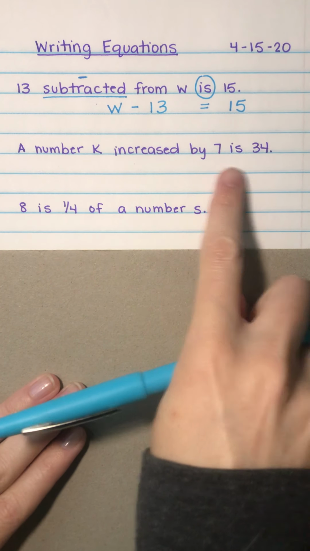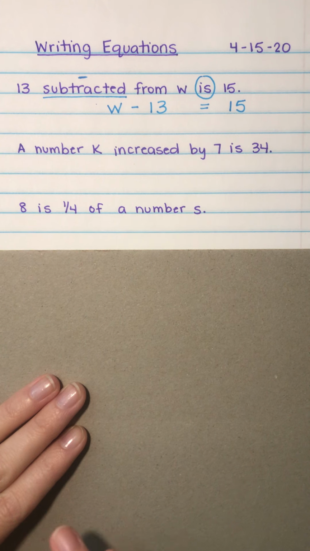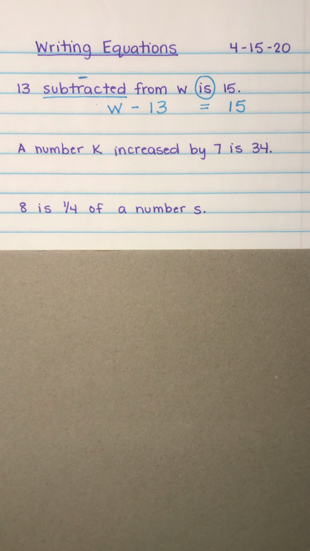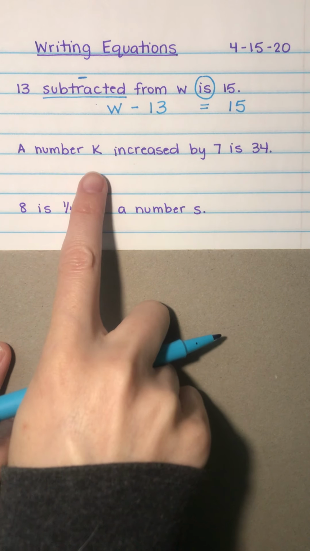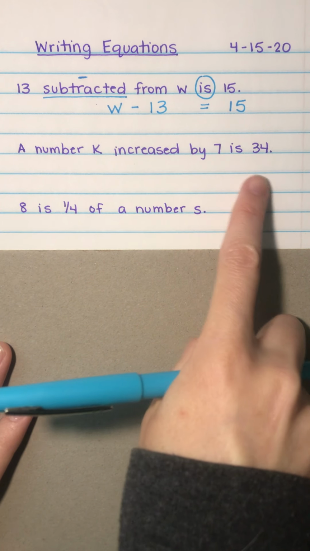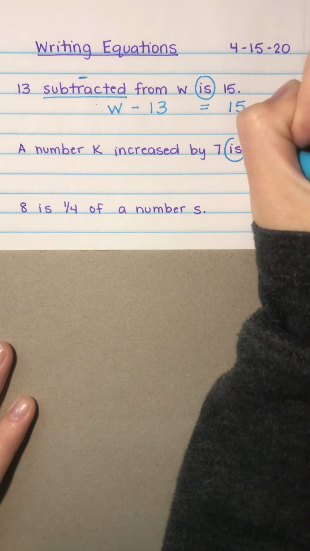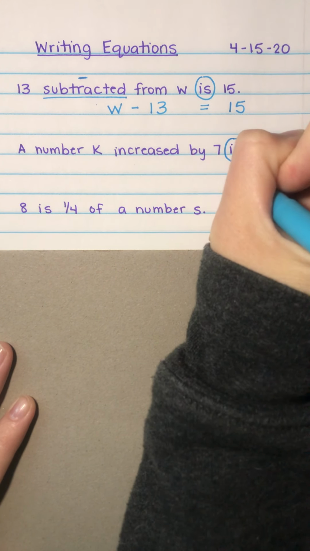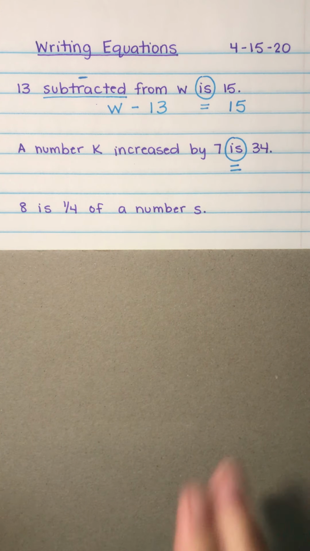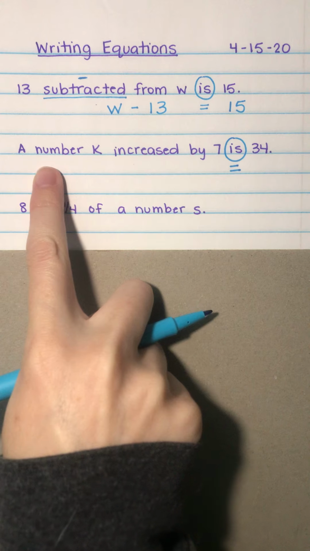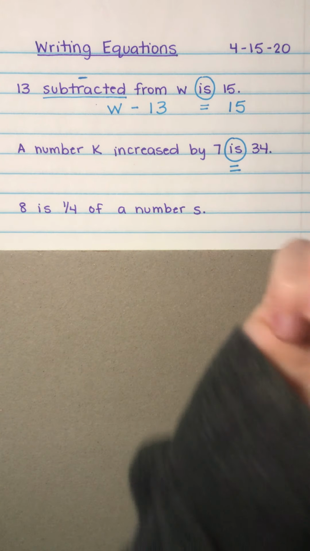So the first thing I want to do after I read the sentence is look for a word that might tell me where the equal sign should go, so I know where to break my problem into two parts. All right, so this says a number K increased by 7 is 34. Again, I told you that the keyword for where the equal sign goes is the word "is." All right, so now I've split my problem into two parts. I'm going to focus on this first part. It says a number K increased by 7.